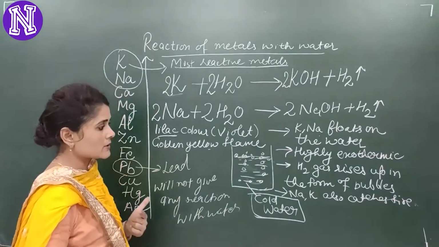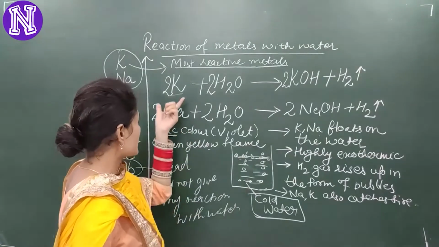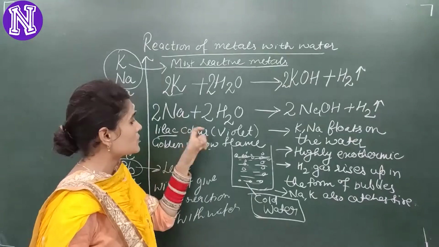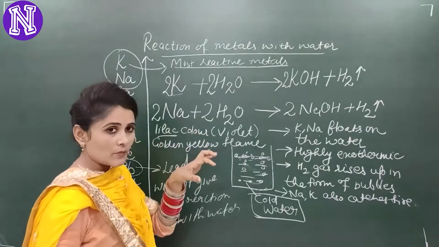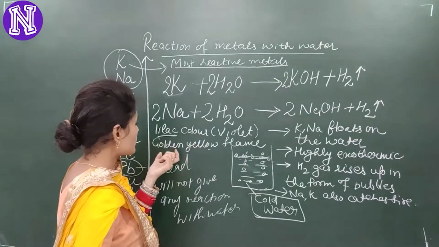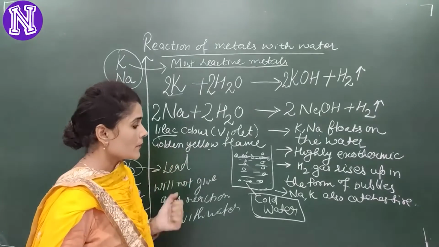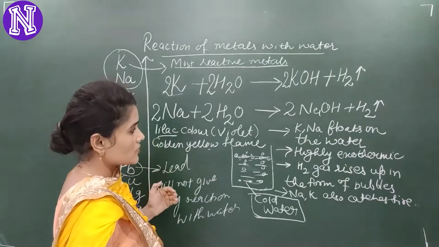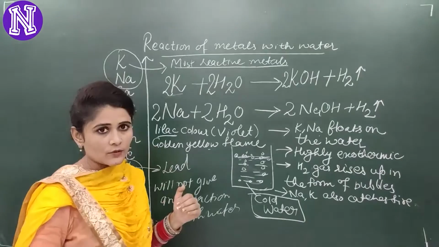So these two metals burn with different flames. In the case of potassium, a lilac or violet color flame, and in the case of sodium, a golden yellow flame will be there. So this is the reaction of sodium and potassium with the water.